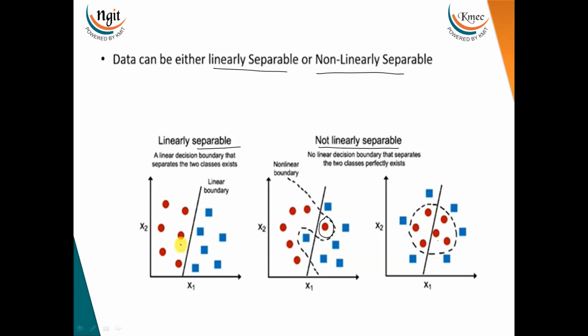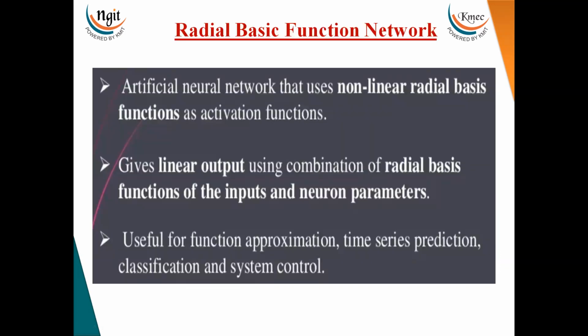In the same way, suppose I have data like this. Can I separate this data through a straight line? No, it is not possible. Again, this is called non-linearly separable data. Whenever you have non-linearly separable data, that is when the radial basis function comes into the picture. The radial basis function network is used whenever your data is not linearly separable, and you can classify your data into two different classes.